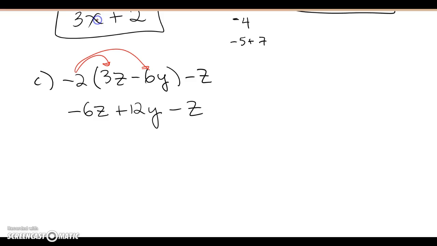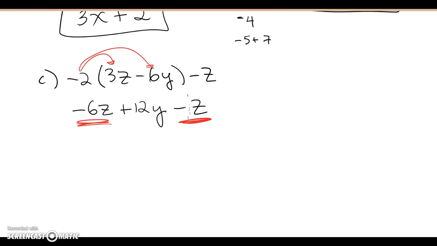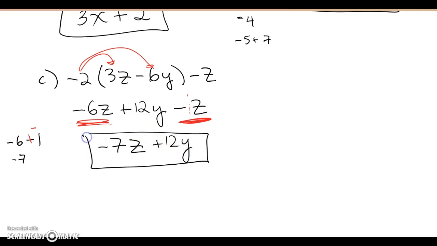Now I can see I do have like terms here and here. Remember that coefficient of z is a negative 1z. So when I combine like terms, I basically have a negative 6 and a negative 1 in front of the other z. If that's bothering you, you can do the change business. And that gives you negative 6 plus a negative 1, which is a negative 7. So negative 6z and negative 1z is really negative 7z. And then I bring down the 12y since I can't do anything further because they are not like terms.